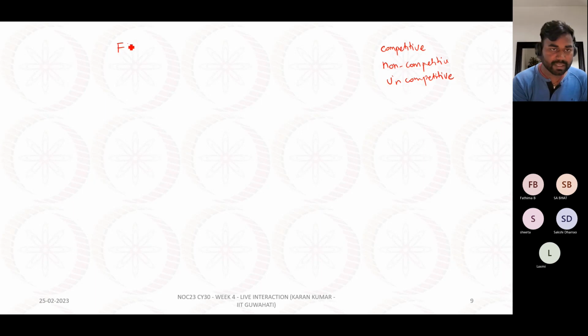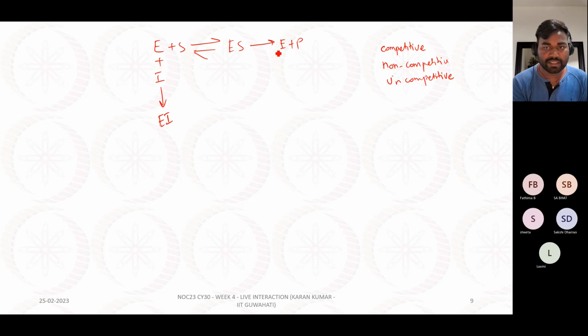In the inhibition pattern, if there is competitive inhibition, then the enzyme-substrate complex will be inhibited at the enzyme level itself, and you will get EI, due to which the product cannot be attained. There will be competition between the substrate and the inhibitor. So this is your competitive inhibition.